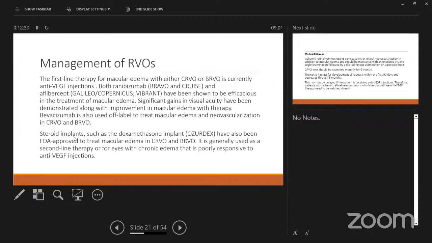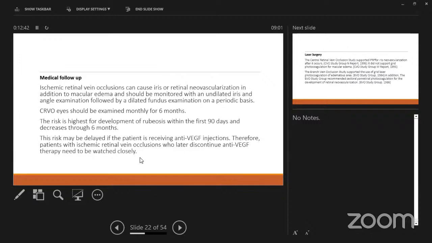The other modality is a steroid implant, that is dexamethasone implant, which is also FDA approved for macular edema in CRVO and BRVO. It is generally second line for eyes with chronic edema that is poorly responsive to anti-VEGF injections.